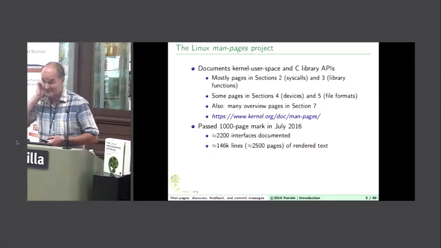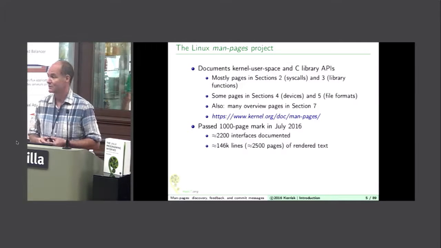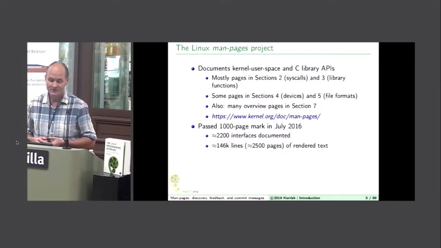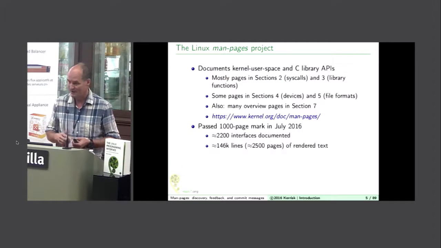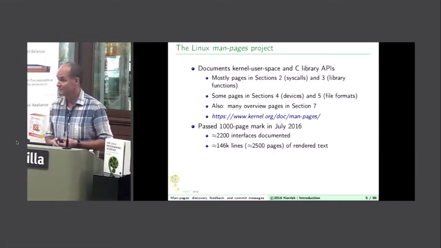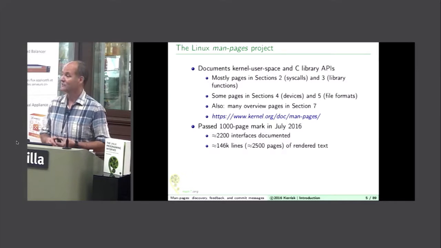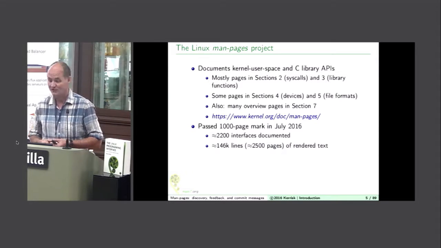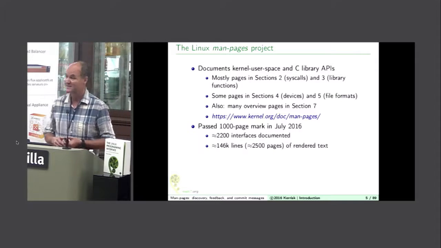We passed 1,000 pages with the last release in July, so we've got about 2,200 interfaces documented. It's actually a lot of text by now, so I think if you printed it out, we'd have about 2,500 pages.